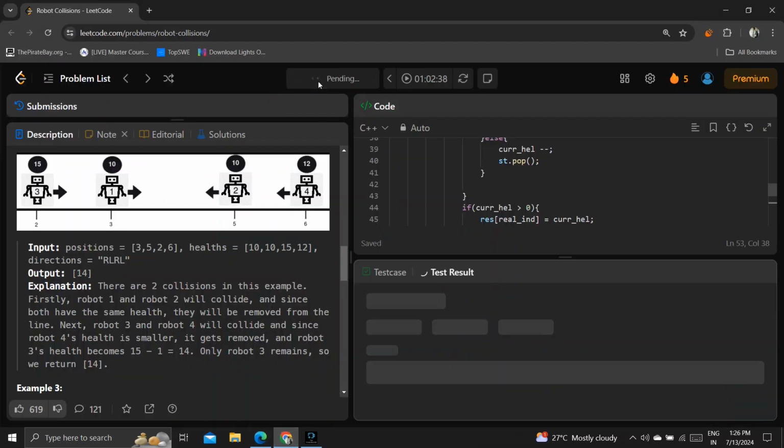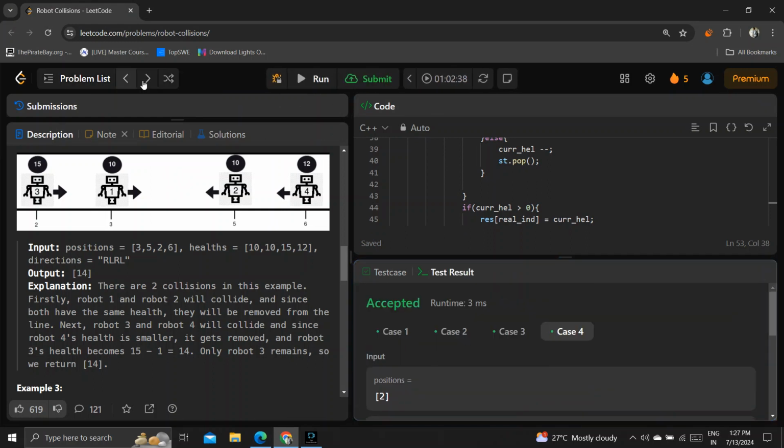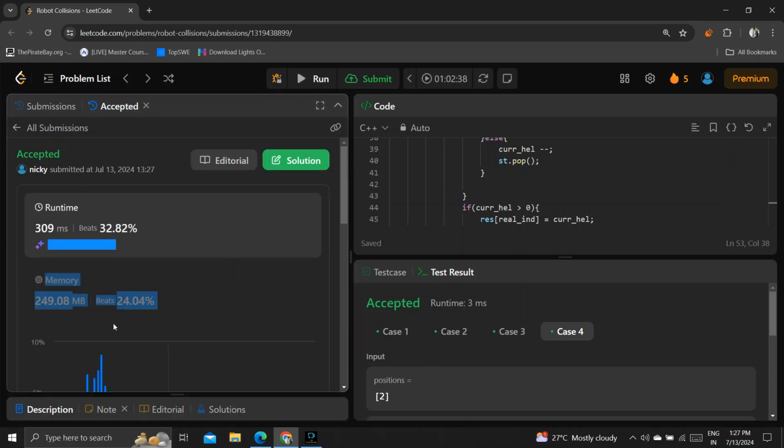And if I run it, yes, it is working fine. And if I submit it, yep, it is accepted.